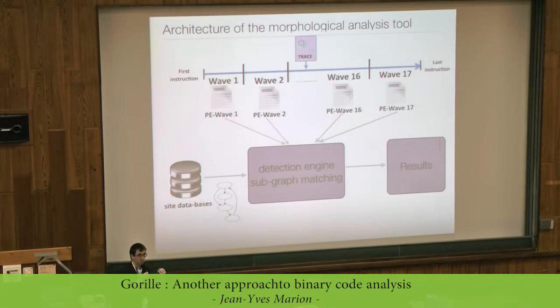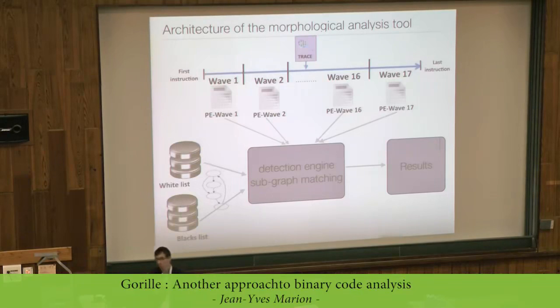From the memory snapshot, you construct the control flow graph, you reduce it, and you compare its abstraction with the database of known functionalities, bad functionalities, and you see if there is some matching between the program and the database. So this is quite traditional in some sense, this kind of approach.